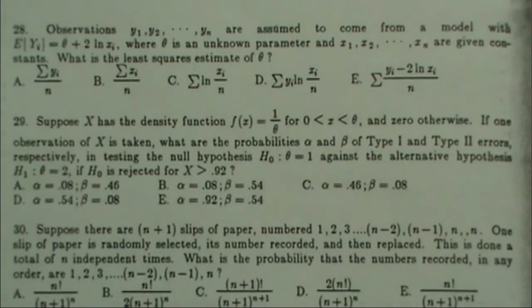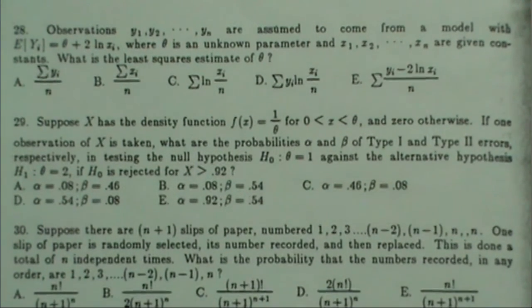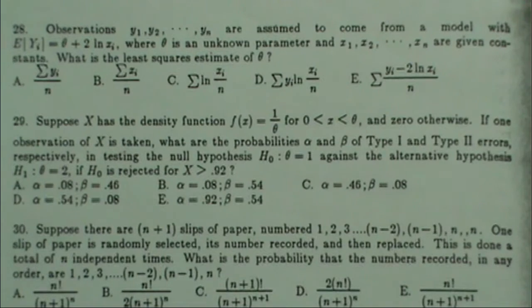Number 29, suppose x has the density function f of x is equal to 1 over theta, x is between 0 and theta and 0 otherwise. If one observation of x is taken, what are the probabilities alpha and beta of type 1 and type 2 errors respectively, in testing the null hypothesis that theta is equal to 1 against the alternative hypothesis that theta is equal to 2, if the null is rejected for x greater than 0.92.